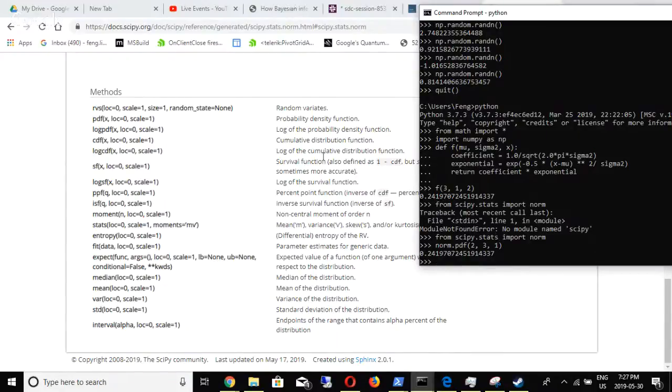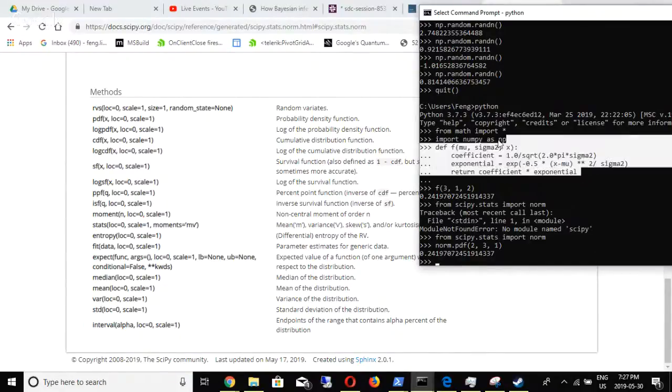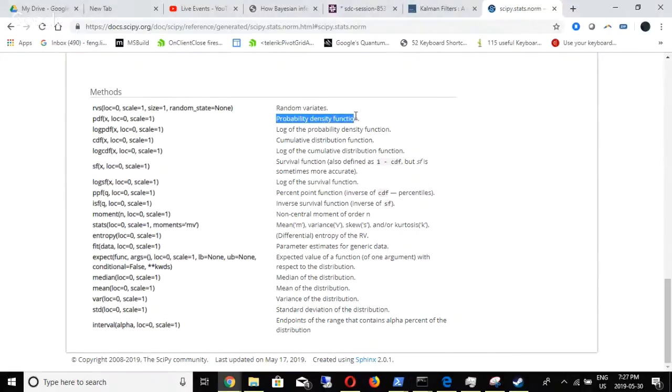So this function here is the PDF, right? And PDF is actually, I was wrong, it's the probability density function, right?